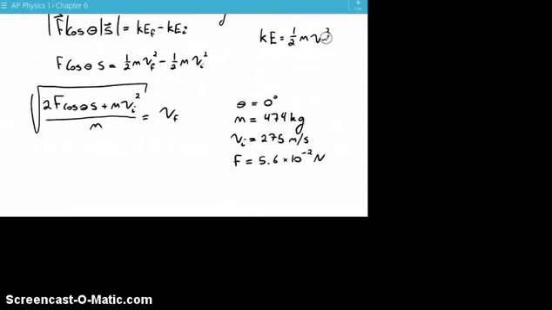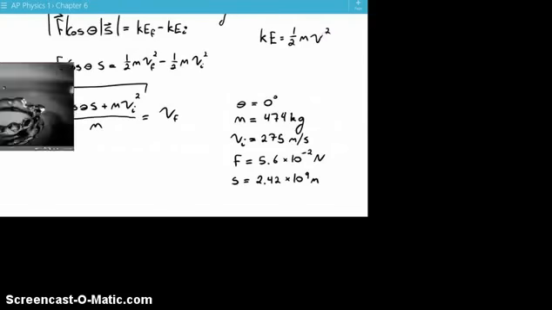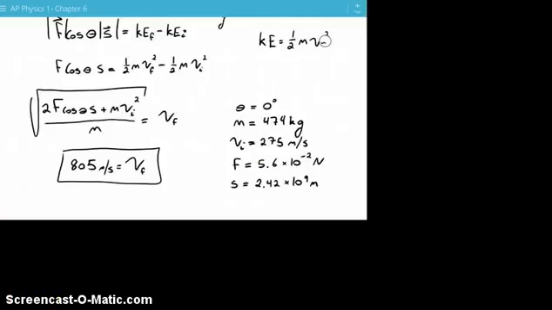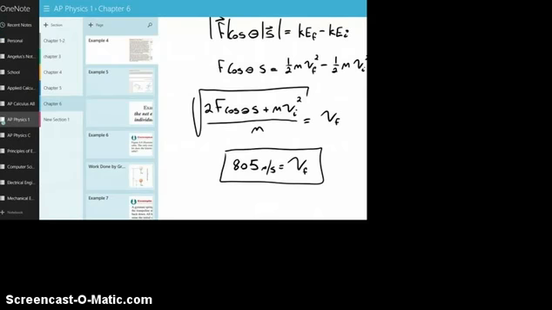And we know the displacement was 2.42 times 10 to the 9th. All right, so let's take a moment to plug all that in and see what it's equal to. All right, so the answer is 805 meters per second. Let's go on to a different question.